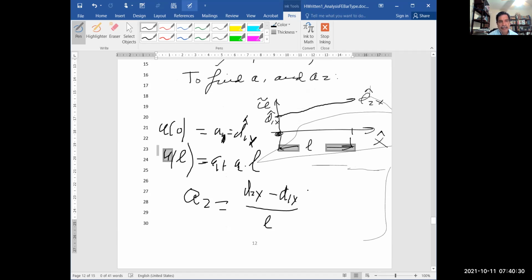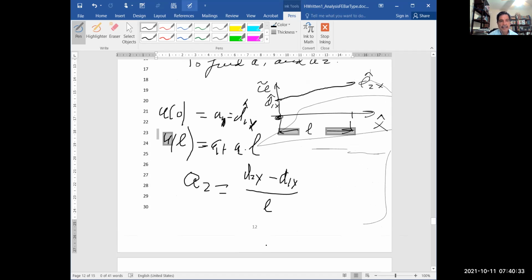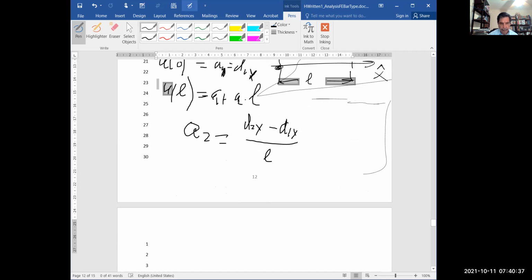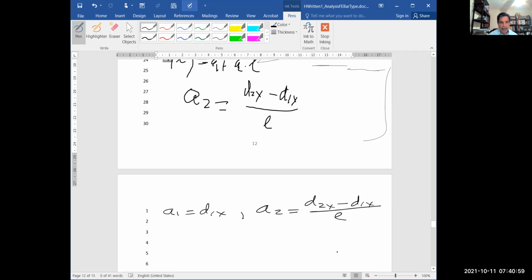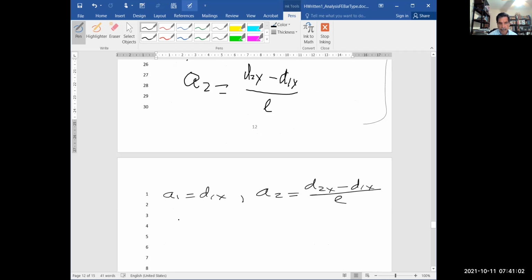Now we can replace back into here, and we can say that A1 is equal to D1x, and A2 is equal to D2x minus D1x divided by L. So immediately we can say that U of x is equal to D1x, that's A1, plus D2x minus D1x divided by L, that's A2, and times x.